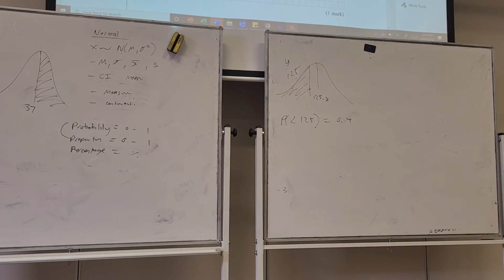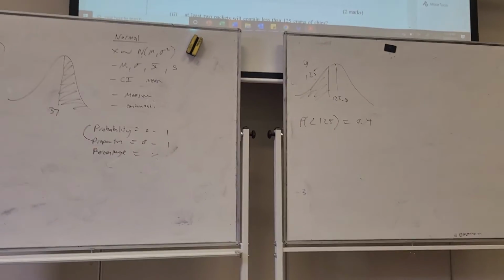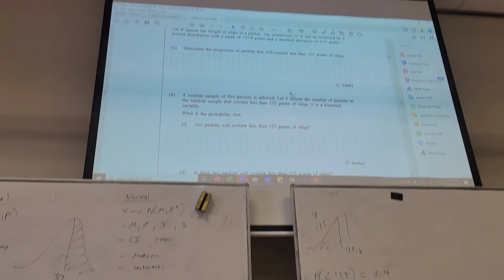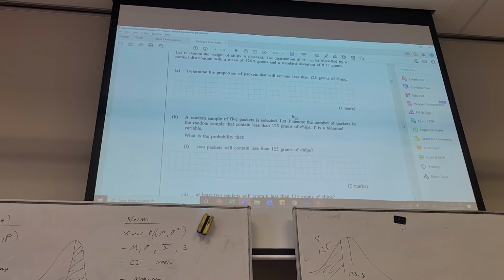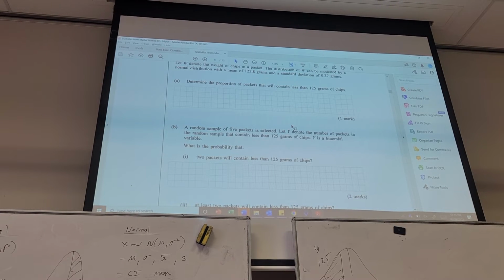Let's say, it'll be less, but yeah, let's just say 0.4. Let's move on to the next part. A random sample of 5 packets is selected. Let Y denote the number of packets in the random sample that contain less than 125 grams of chips.